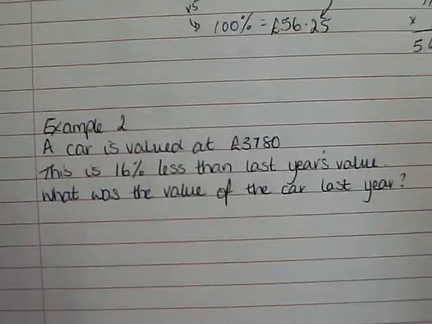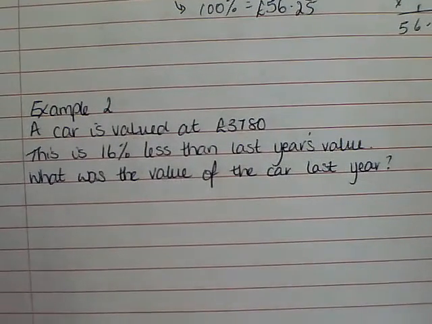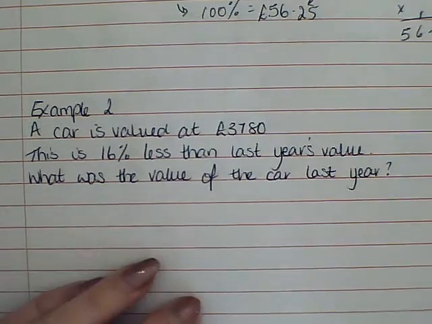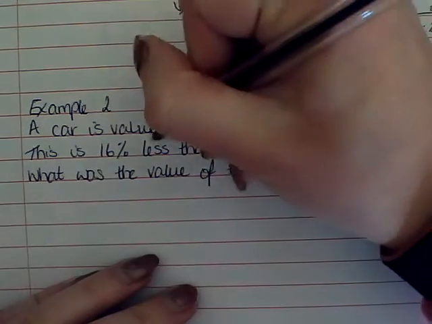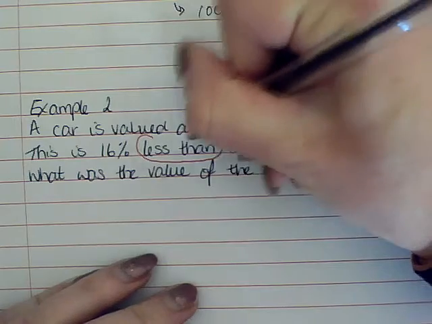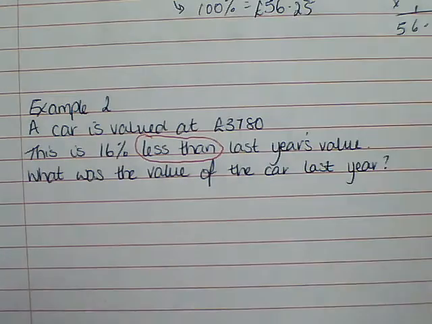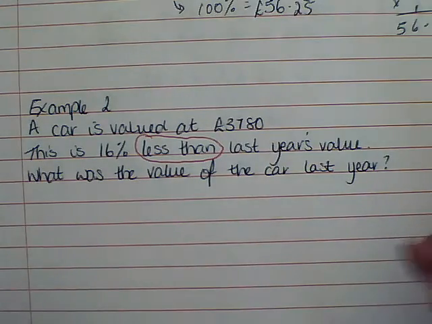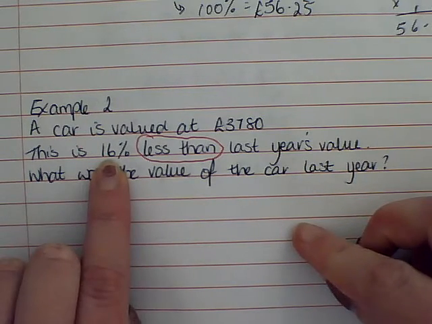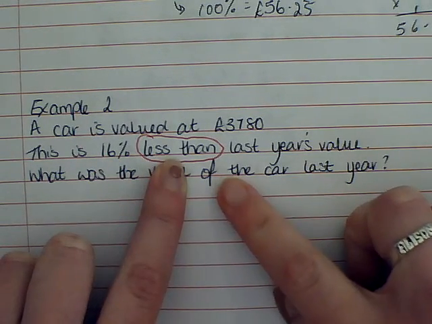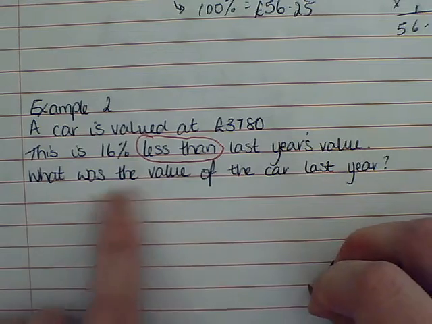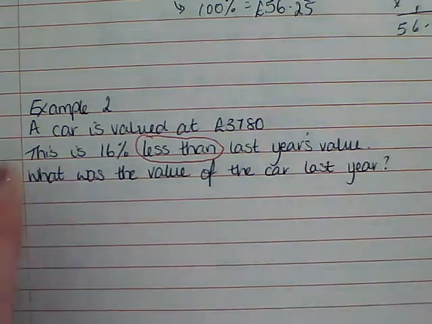Example 2. A car is valued at £3,780. This is 16% less than last year's value. So that less than is our keyword that tells us we're subtracting. We're subtracting 100%, take away the 16, because that is what it is telling us to do. What was the value of the car last year?